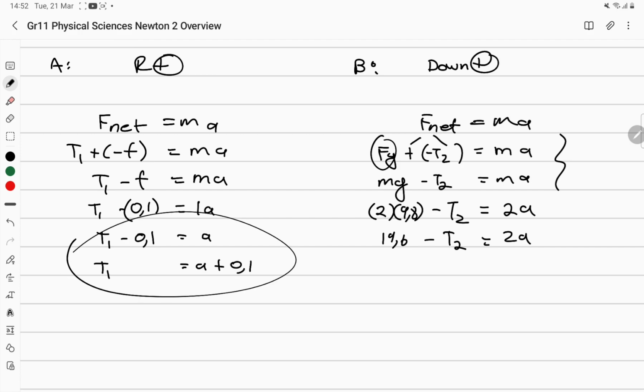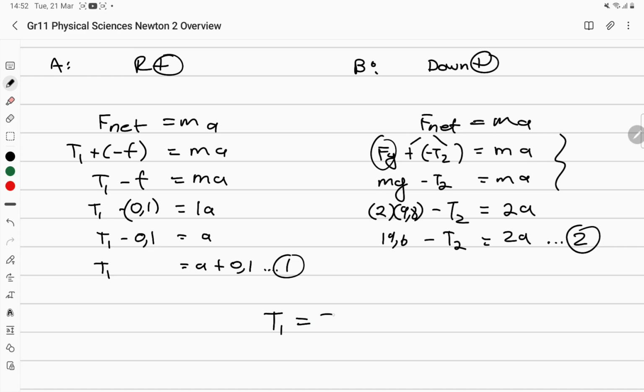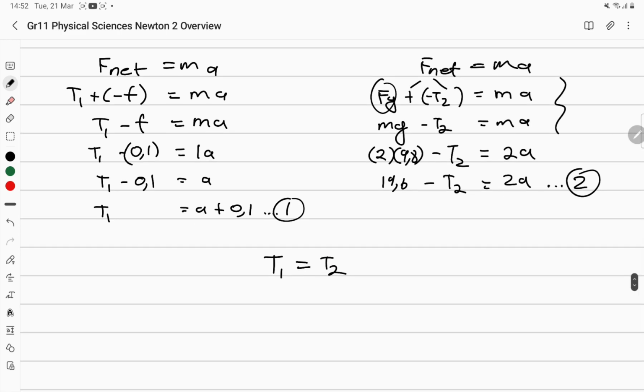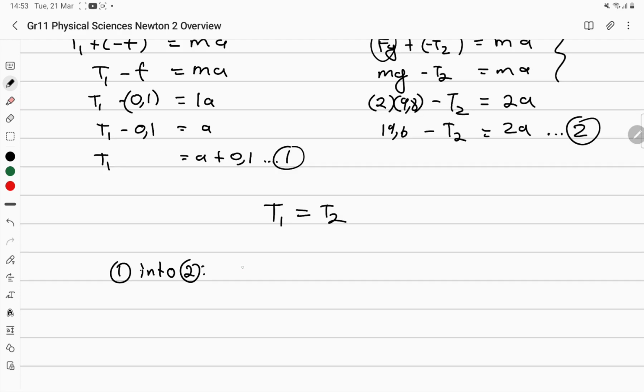Okay, so I did it over here. I just rearranged, and that will be equation 1, and this we'll say is equation 2. And we just make a note here, T1 is equal to T2. Therefore, we're going to substitute in. So we're going to put 1 into 2. So writing the second equation, we have 19,6 minus T2, but we're going to put T1, substitute equation 1 into equation 2, because these two tensions are identical in magnitude. So we substitute it in.